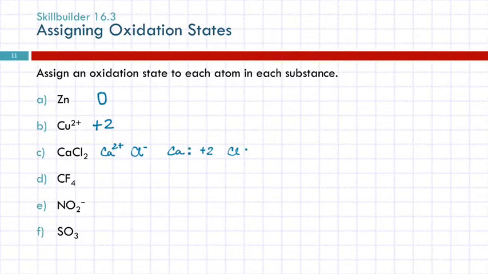If they would have been by themselves, it would have been 0. Yeah, if it was just calcium, then it would be 0. But it's in this compound. This is an ionic compound, and so it does have actual ions, calcium ion, chloride ion. The oxidation states are the same as their charges.